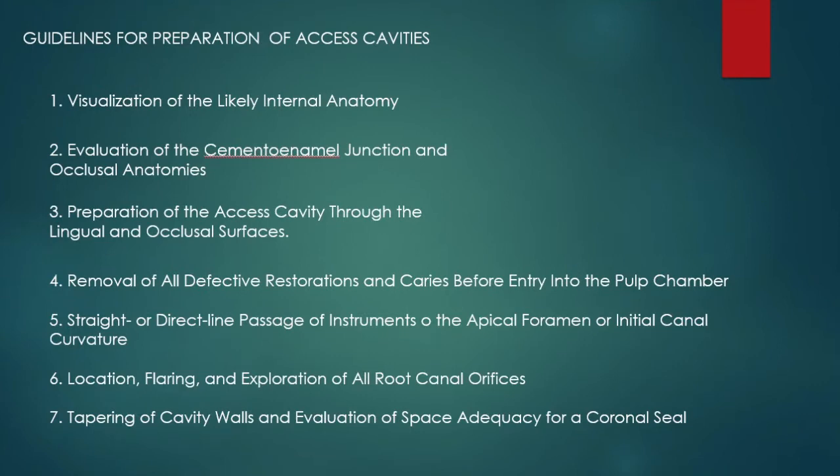Alright, now the following guidelines, number 4, 5, 6, and 7. Number 4, as we mentioned before, removal of all defective restorations and caries. This is because we don't want bacteria to leak inside the root canal. Guideline number 5, we should always have straight line access to the apical foramen or to the initial or the first canal curvature. Guideline number 6, we have to locate all the root canal orifices so we don't end with untreated canals, which may lead to the failure of the treatment.